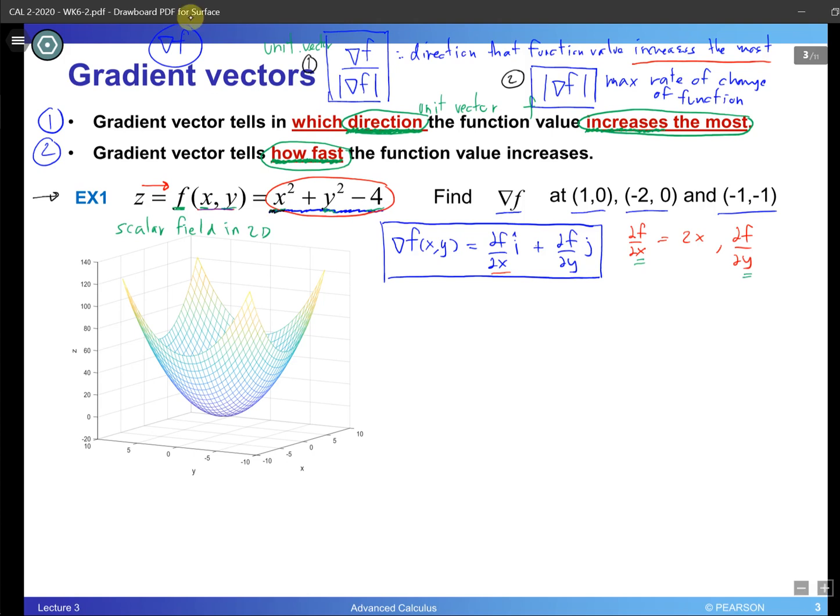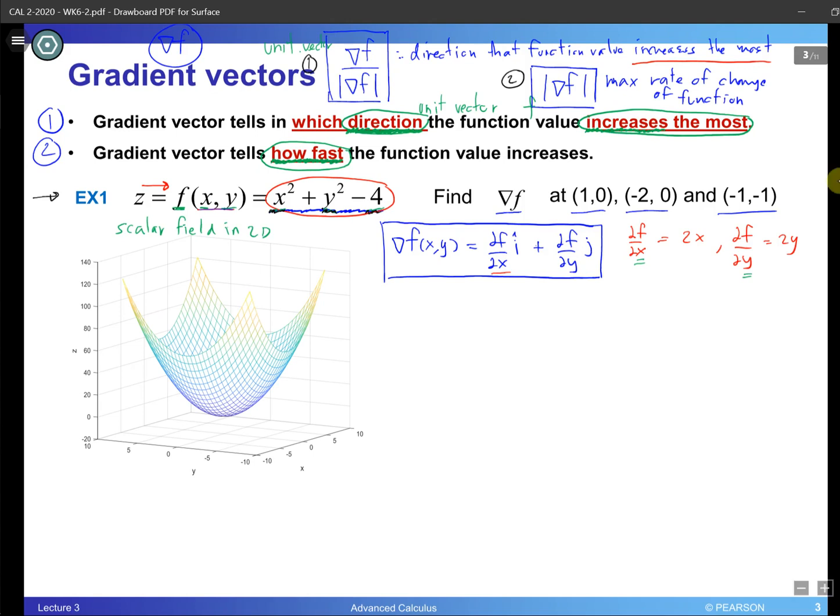Differentiate this with respect to y, I get 2y, and differentiate this with respect to y, this 4 right here, of course, is going to go to 0. So there you go, we have this 2x and 2y for the first order partial derivatives, and we can plug them back into the formula.